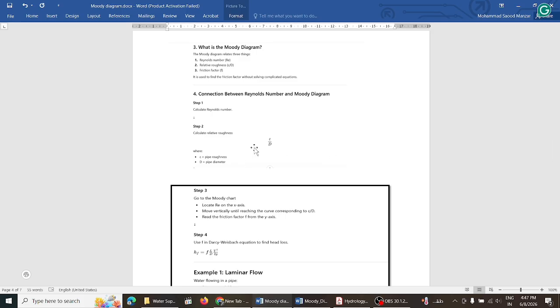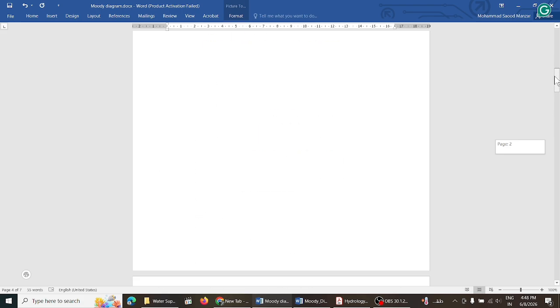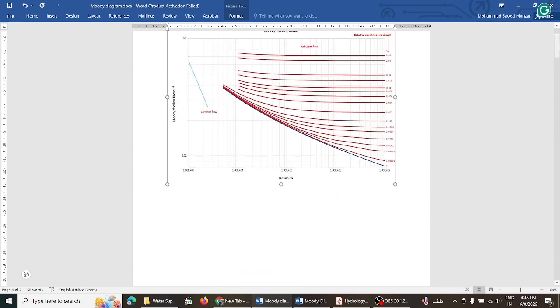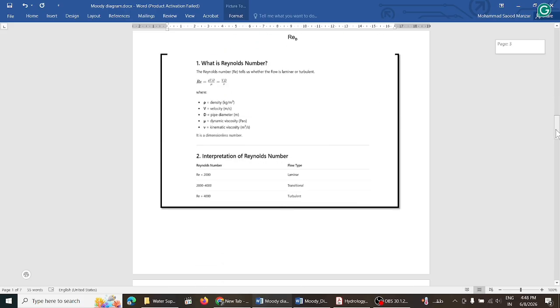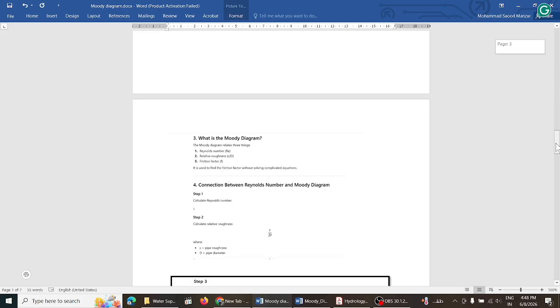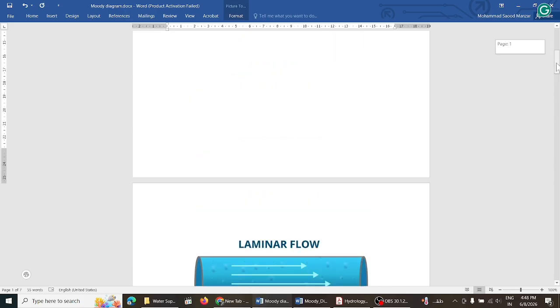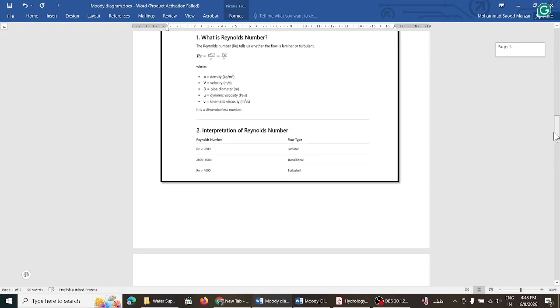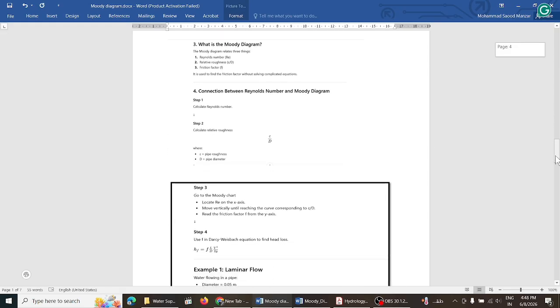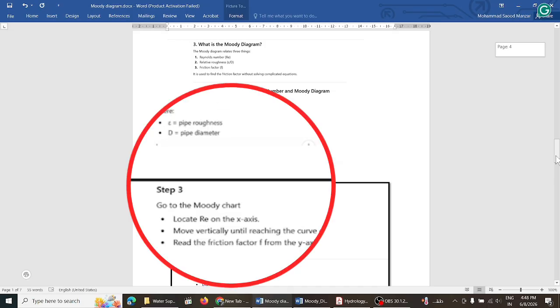First of all, we should know the Reynolds number, then we will find out the relative roughness, that is epsilon upon d. Then we will go to the Moody chart and locate the Reynolds number on the x-axis. So here you will locate the Reynolds number, and then we will calculate the relative roughness. Here we will see the relative roughness, and then we will move vertically until reaching the corresponding epsilon upon d.